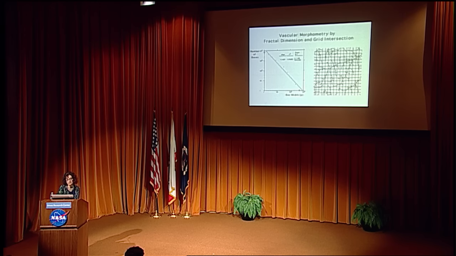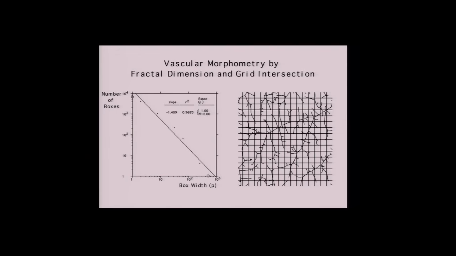So looking at fractal algorithms in the late 90s when I started this research, I identified the box counting algorithm as the most reproducible and sensitive for detection of branching patterns in vascular structures. You see here, from this vascular structure, that the box counting yields a fractal dimension of 1.41.